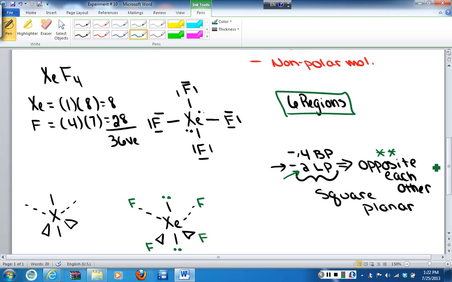If we look at the polarity of this molecule, we see that it has polar bonds. Therefore, it can be a polar molecule or non-polar molecule. So then we ask, does it have a net dipole moment? And since there are lone pairs on the central atom, we know that this is a polar molecule.